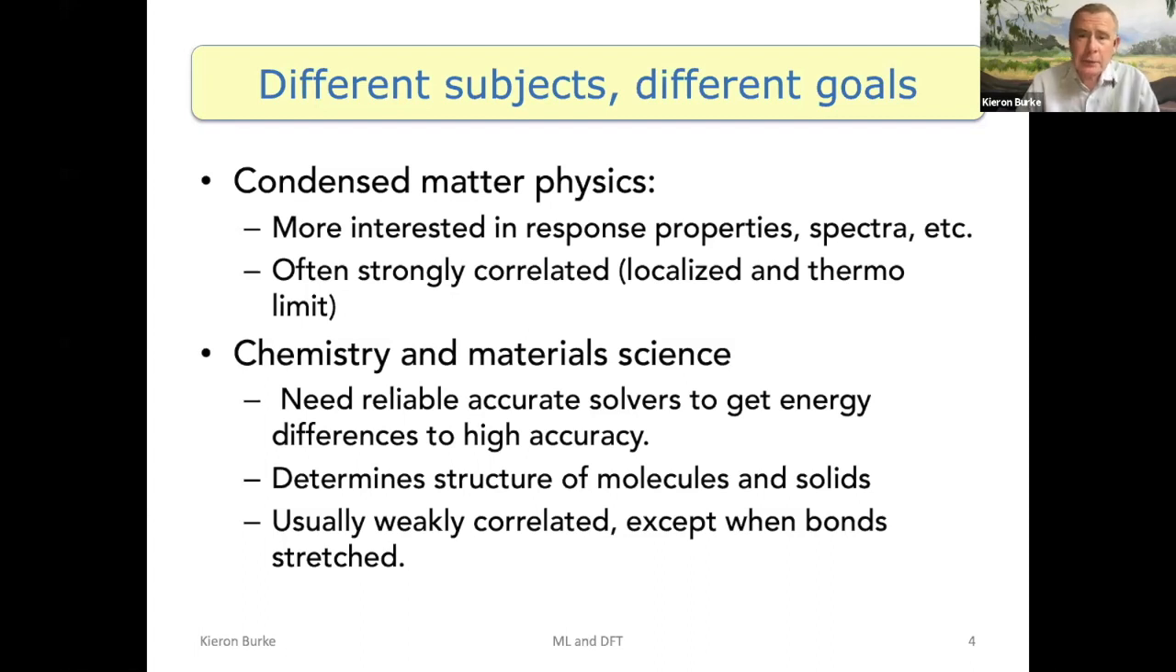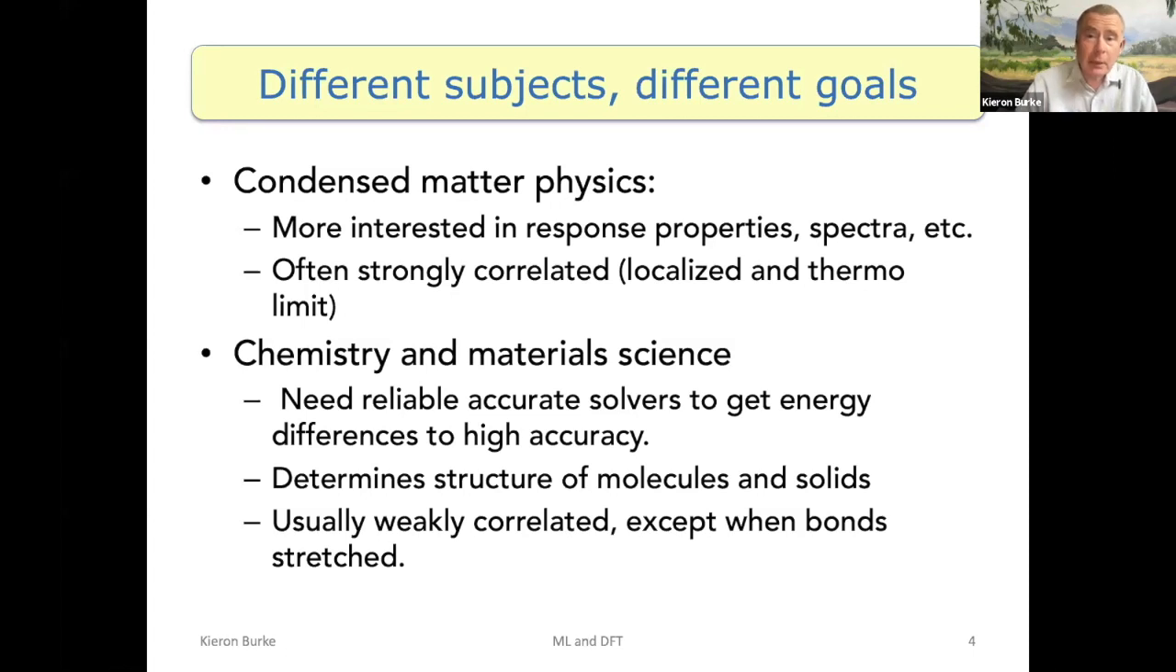And an error of 1 kilocal per mole in a reaction barrier will change the rate of a reaction by a factor of 5 at room temperature. So if you're doing drug design, that's really important. You'll get very wrong answers as to which reaction goes, even if you have only very small errors. So that very high accuracy is required.